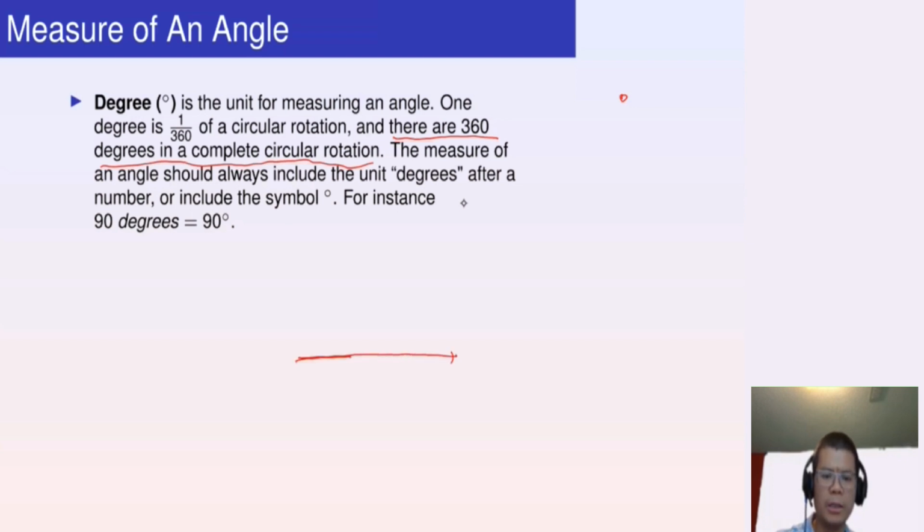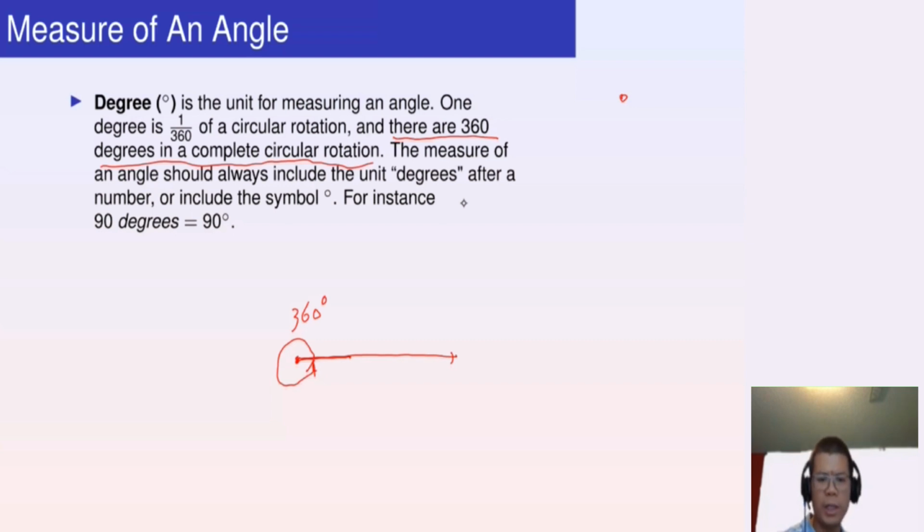All right, so this one's here, right? So now if you just rotate it and then come back, this is what? 360 degrees. All right, that's a full rotation, a complete circular rotation, 360 degrees.